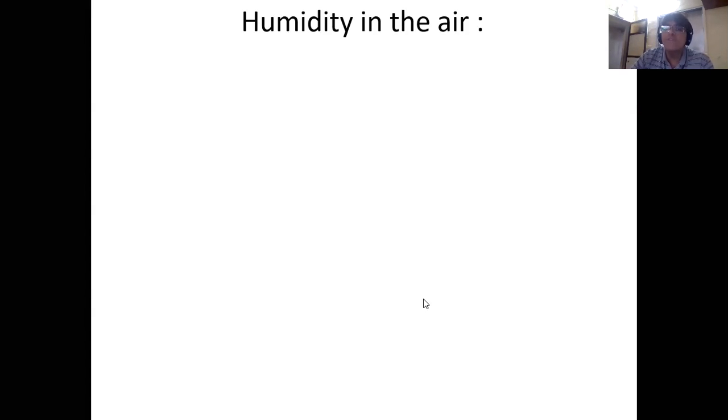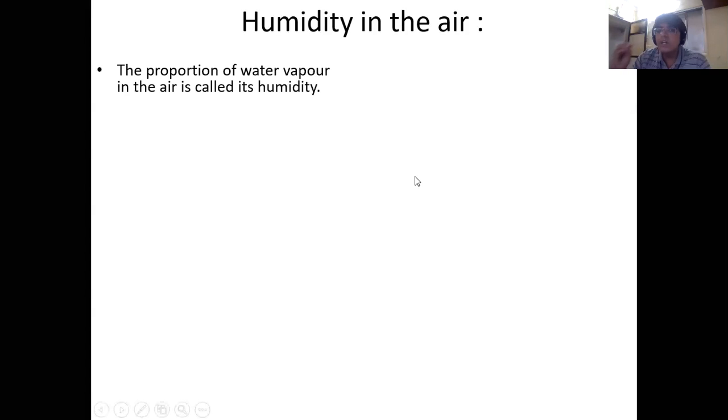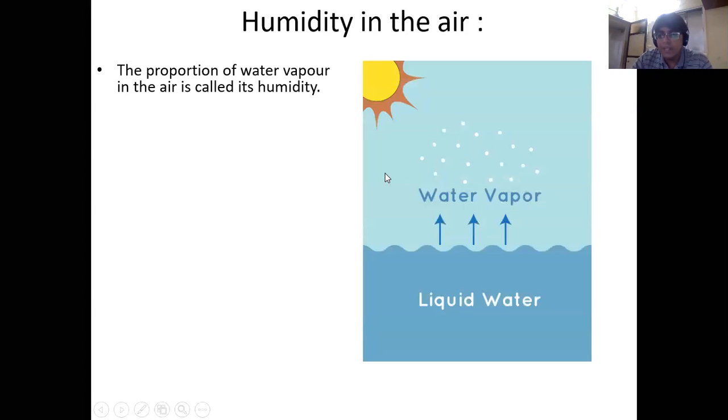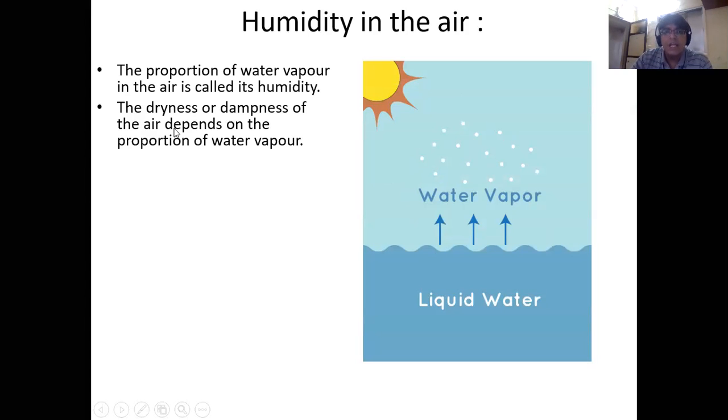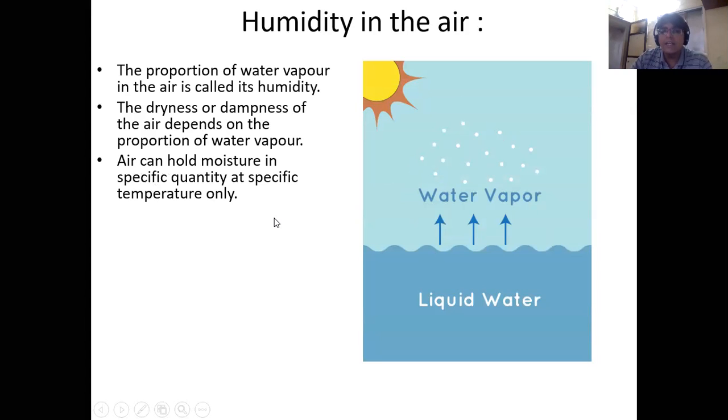Next, presence of humidity in the air. How much water vapor is in my air, that is called humidity in simple terms. The proportion of water vapor in the air is called humidity. So this is liquid water getting converted into the gaseous state. The dryness or dampness of the air depends on the proportion of water vapor. Air can hold moisture in a specific quantity at a specific temperature only. As air cools down, its moisture holding capacity reduces.